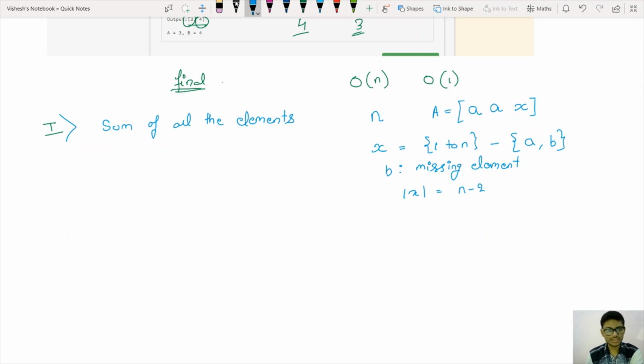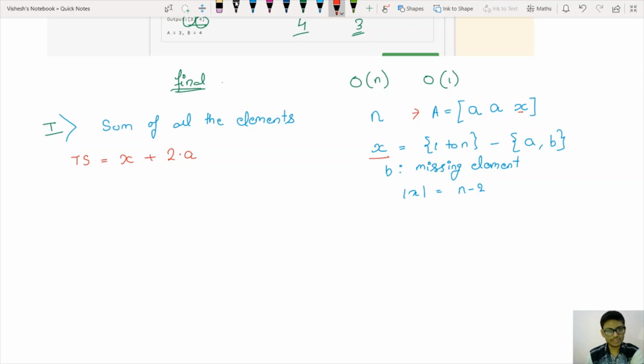So now I can say that the sum of all the elements present in this given array would be, let's call it ts, total sum. So ts would be the sum of all the elements present in this set x. So I can say that it is the sum of all the elements of x plus 2 into a, because in this given array the elements are a and x. So here I am denoting x as the sum of all the elements present in this given set x, and the other elements are only two a's, so it would be 2 into a.